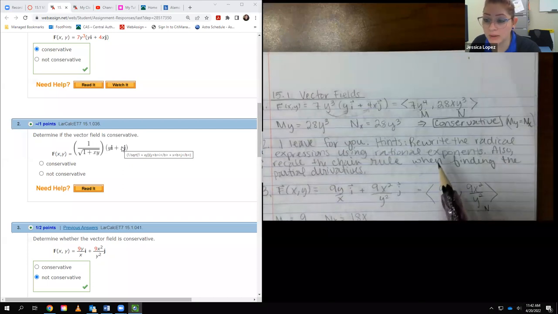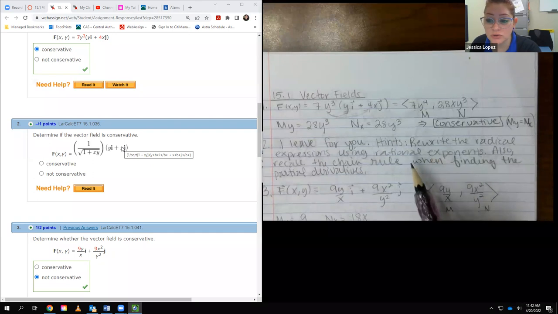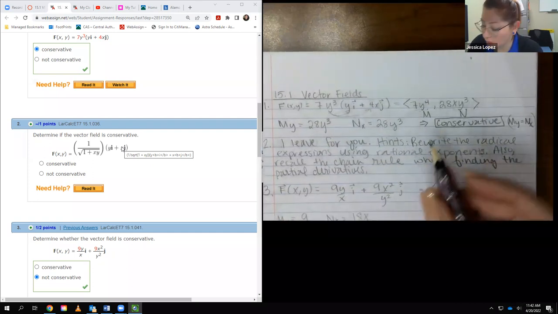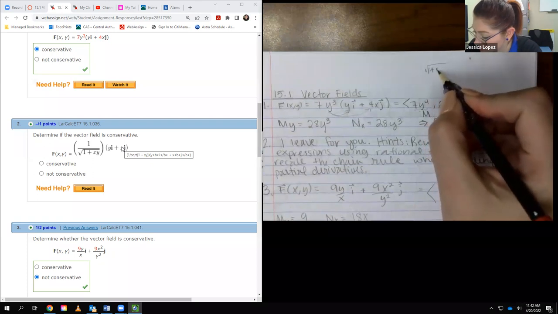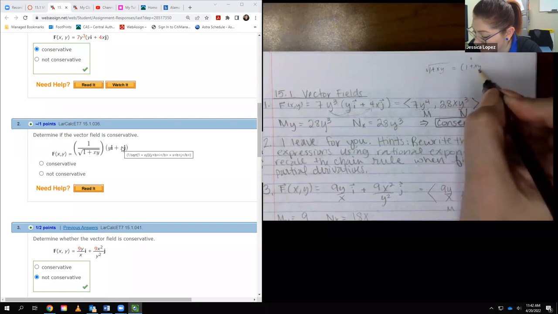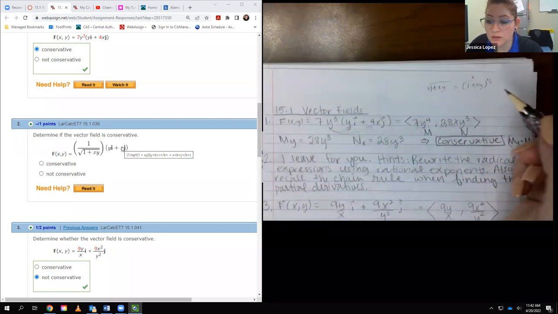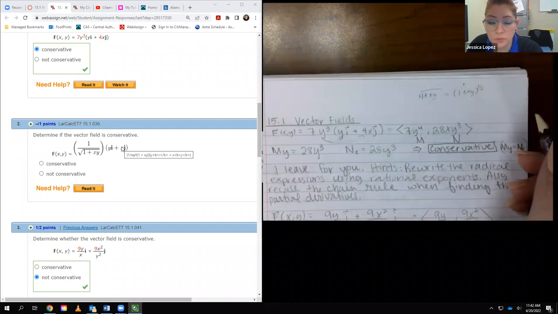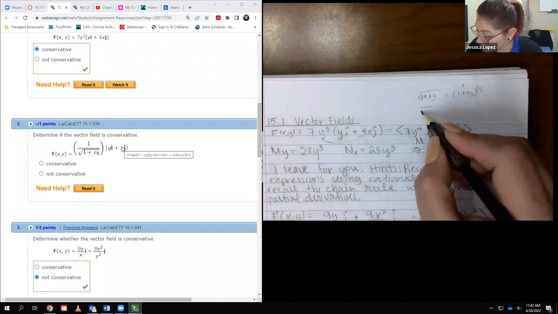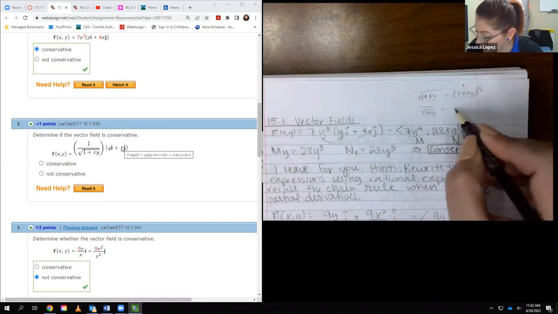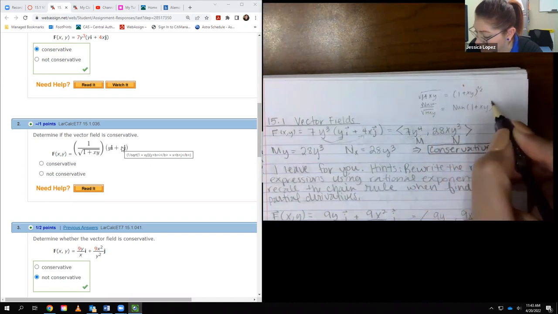I prefer to have it in component form, but if you like it in the ijk form, that's totally okay too. But my hint to you is to rewrite the radical expression using a rational exponent, okay? So instead of a radical, use the exponent of 1/2. And then it would be 1 + xy, all in parentheses raised to the 1/2. Okay, so essentially this would become this. And if you want to avoid using the quotient rule when you have to do your division, because it's underneath, you could write whatever the numerator is times 1 + xy to the -1/2.